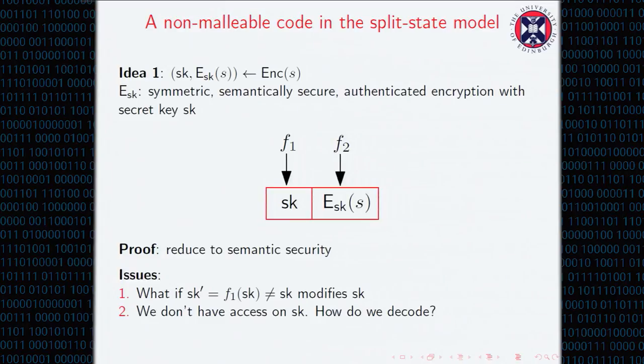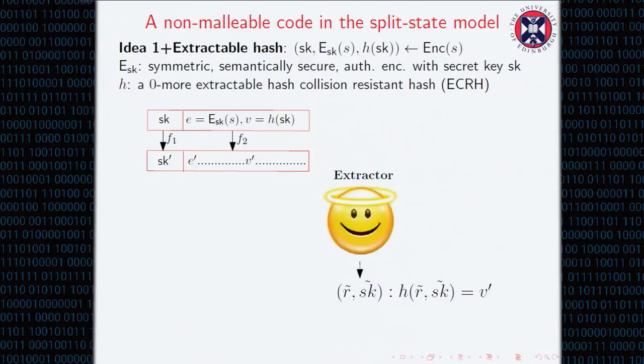So in the proof, we reduce the security of this primitive to the semantic security of the encryption, so the attacker plays against the semantic security experiment. From now on, I want you to remember that we don't have access to the secret key. The simulator does not have access to the secret key, but knows the ciphertext. So this is idea number one. The next idea is the previous one plus extractable hash.